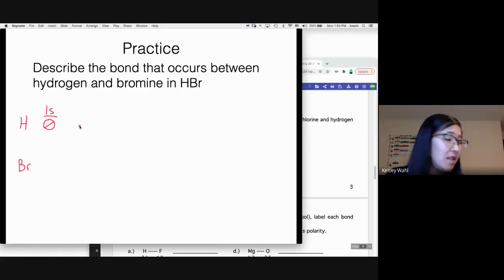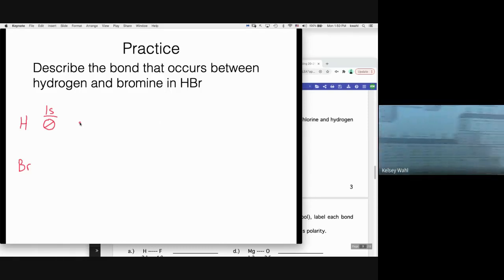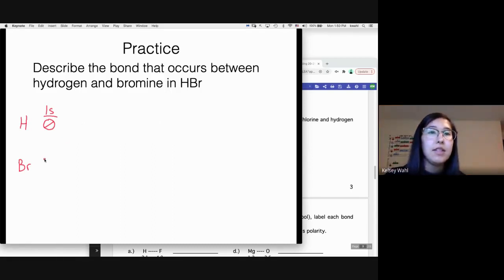So that's hydrogen. And then we're going to do bromine, which is in the 4th period, all the way over here in the halogens. Okay, so it's in period 4, but it's in the P block. So it has 7 valence electrons. And those valence electrons are going to be in 4s and 4p. If you need to review that, that's from Unit 1 and Unit 2.